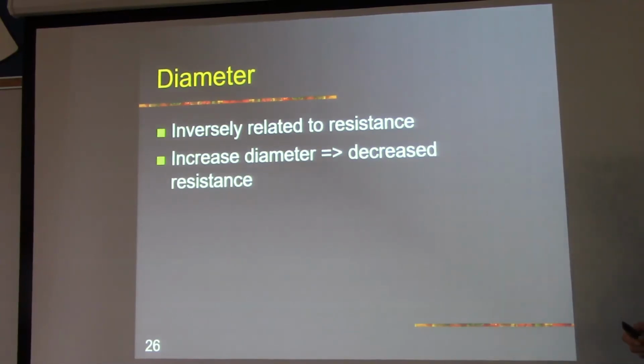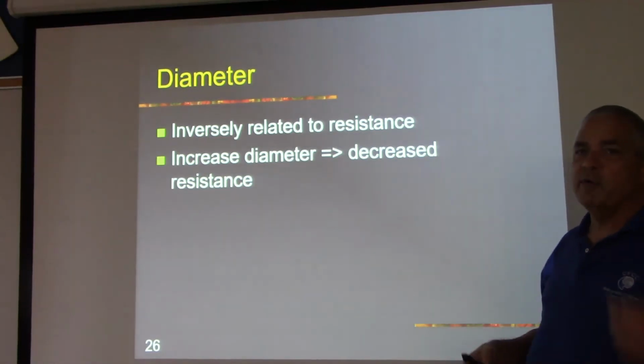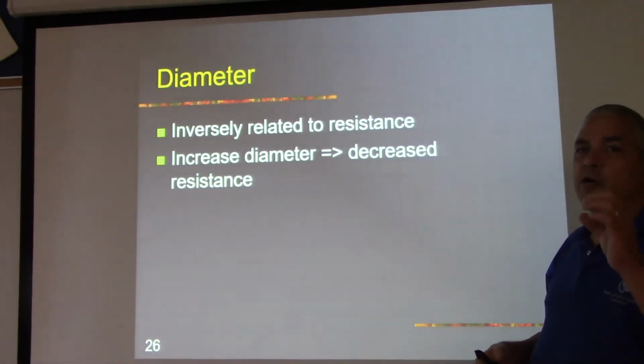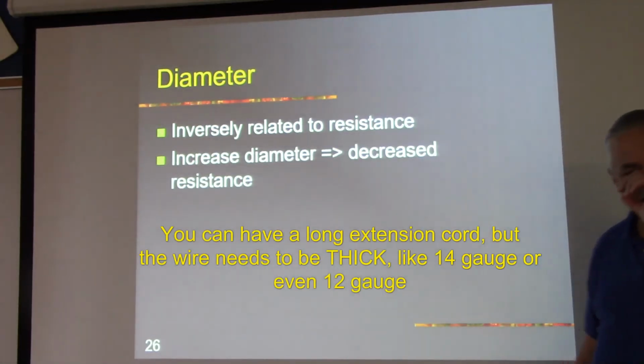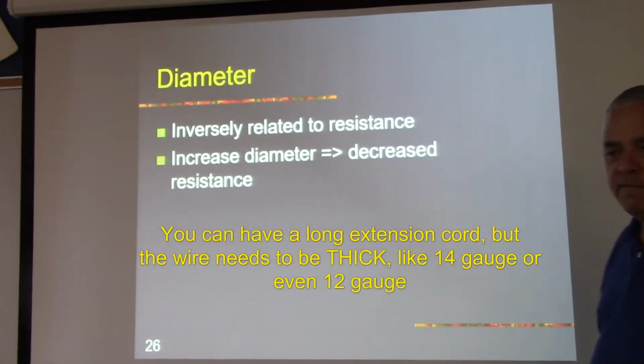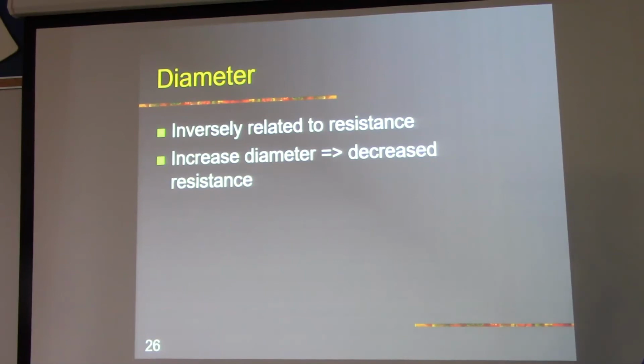Remember, the diameter is inversely related to resistance. If you increase the diameter of your conductor, in other words, you have a bigger wire, then you're going to have decreased resistance. This is why a lot of times jumper cables are 4-gauge wire or even 2-gauge wire. They're very thick conductors, but they don't have all that much resistance, so they work a lot better.